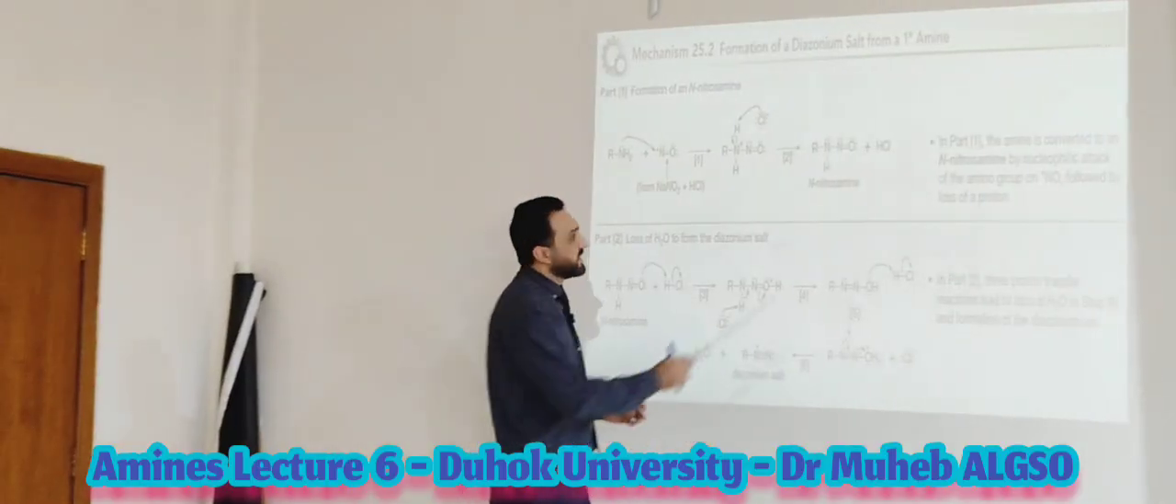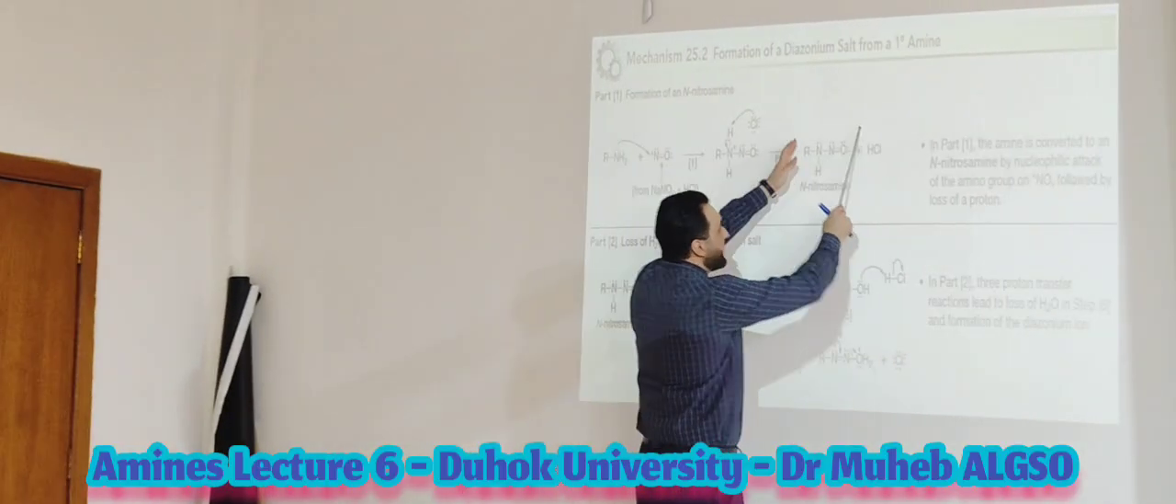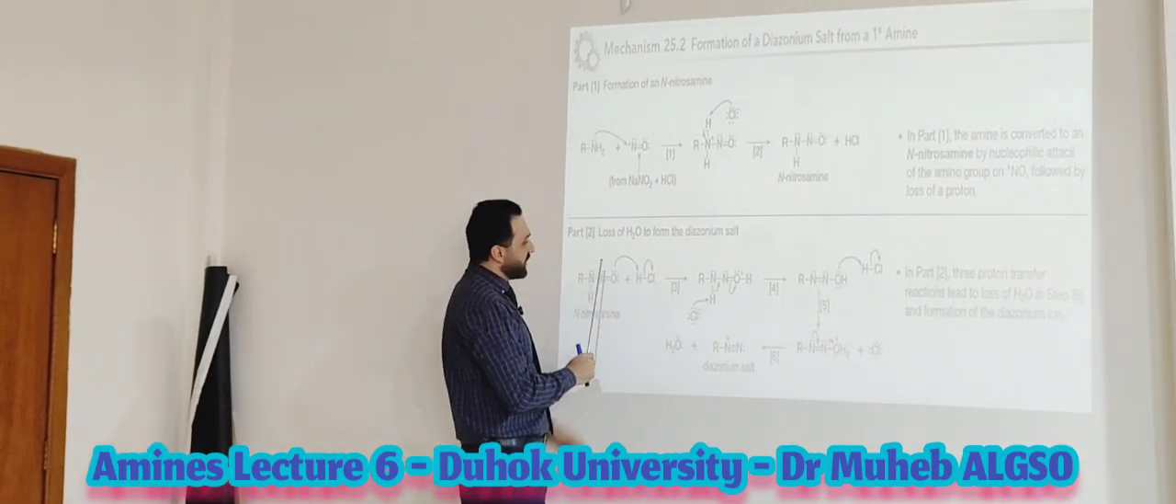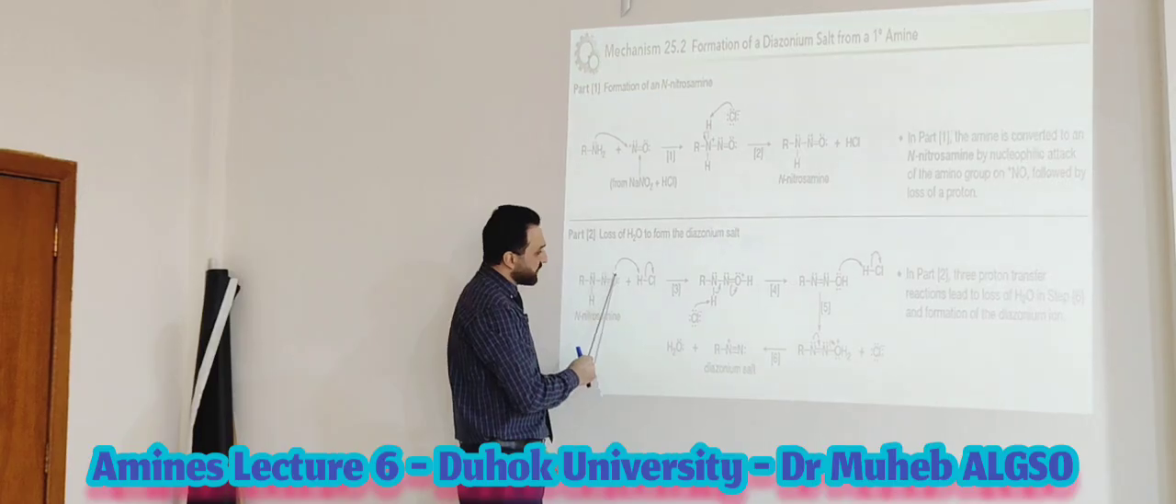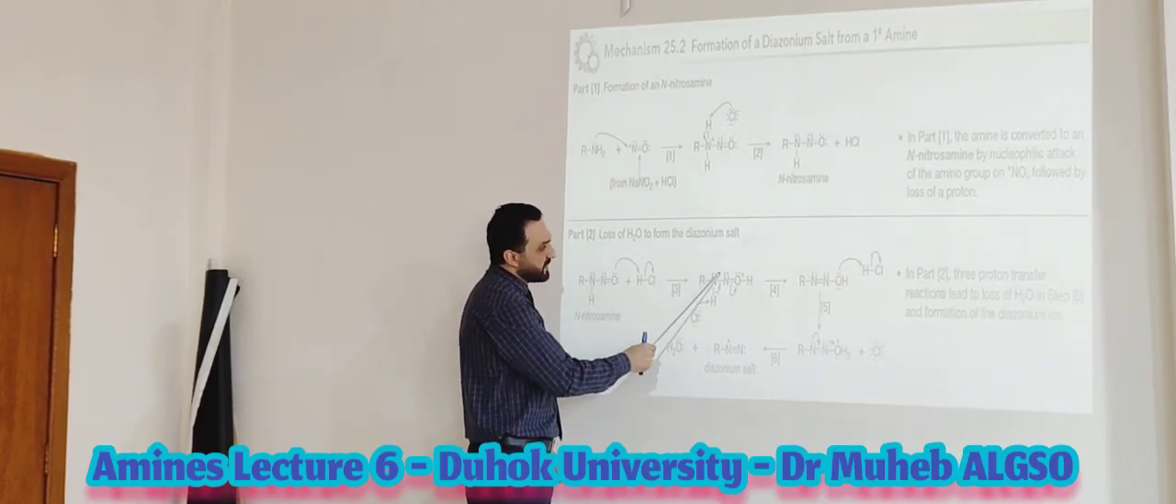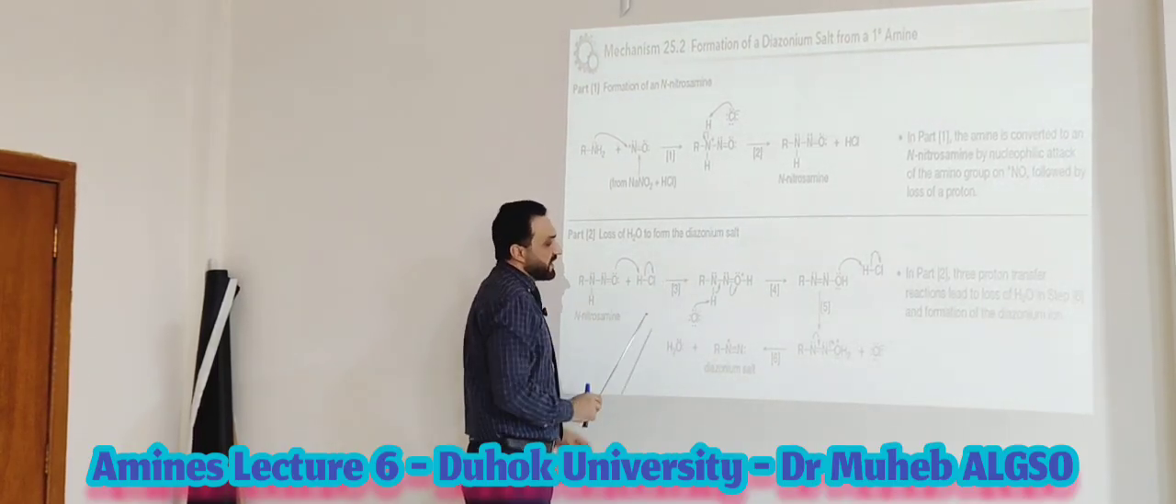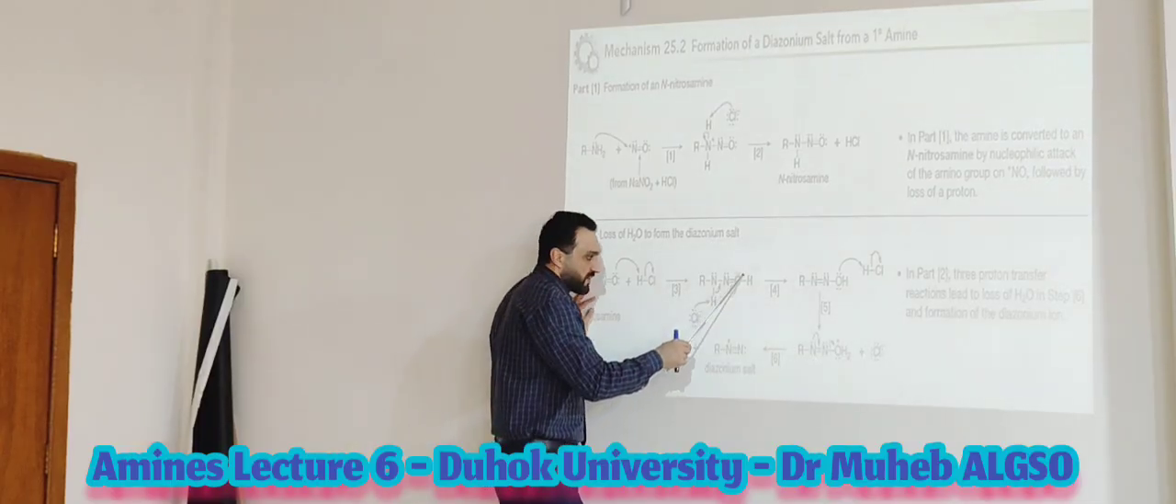This is the first intermediate, the N-nitrosamine. This N-nitrosamine, in part 2, will go through further reaction. The oxygen atom will be protonated by the acid. The nucleophilic electrons take a proton, and it will give you this intermediate. Now, in this intermediate, we have a positive charge on the oxygen.